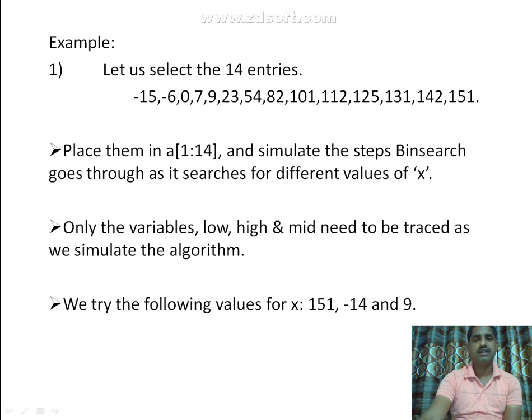See here. Let us select 14 entries, that is, minus 15, minus 6, 0, 7, 9, 23, 54, 82, 101, 112, 125, 131, and so on. Place them in a[1:14] and simulate the steps. Binary search goes through and searches for different values of x. Only the variables low, high and mid need to be traced as we simulate the algorithm. So we try the following values: x equal to 151, minus 14, and 9.